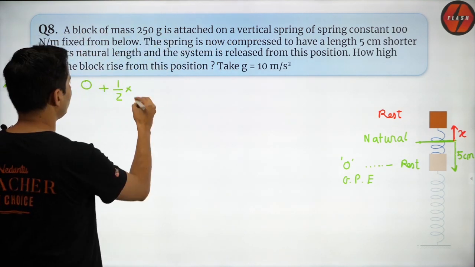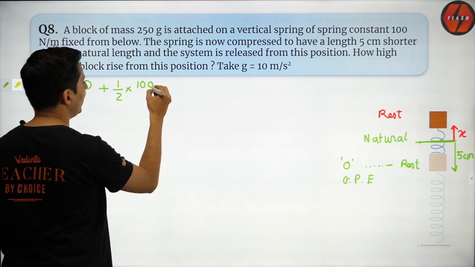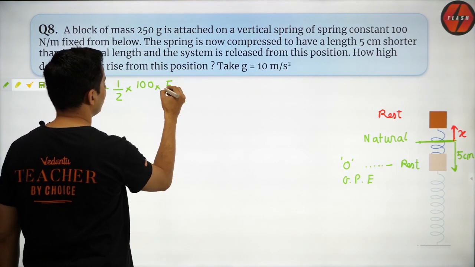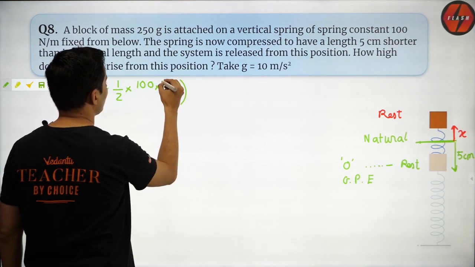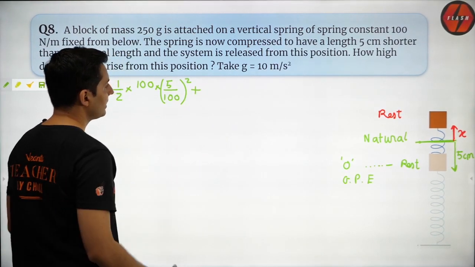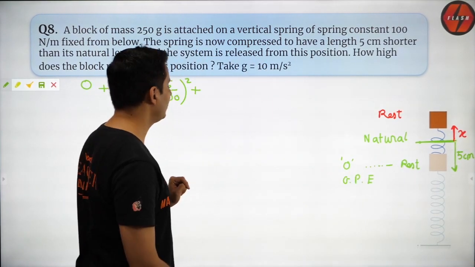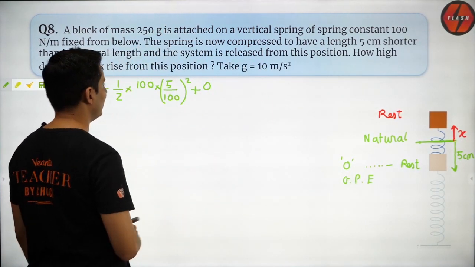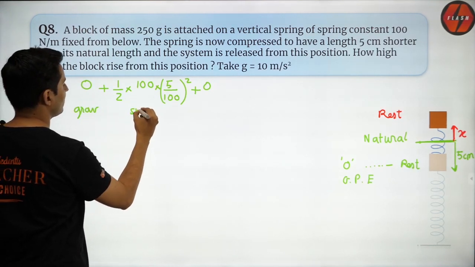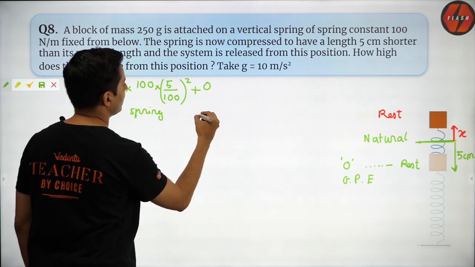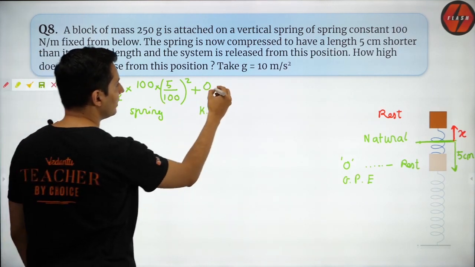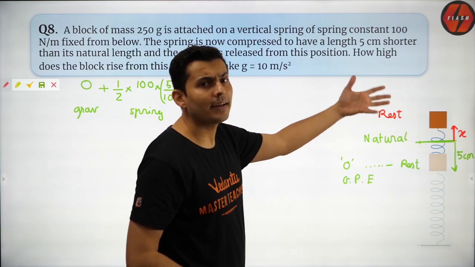Yes, 100 Newton per meter, into X. But this is in centimeters, so convert it into meters. So it will be 5 divided by 100, and this will be whole square. So that's spring energy plus kinetic energy. What is kinetic energy? Zero, because it is at rest. So please remember, this is gravitational, this is spring, and this is kinetic energy. This is the total initial energy, which should be equal to the total final energy.